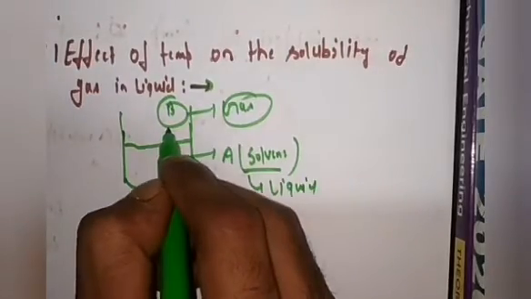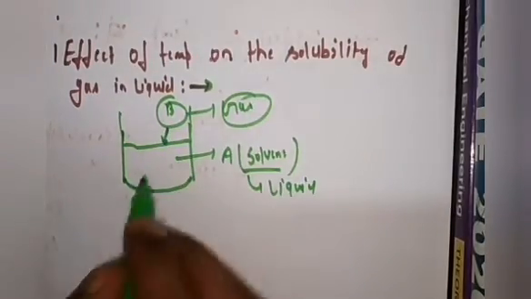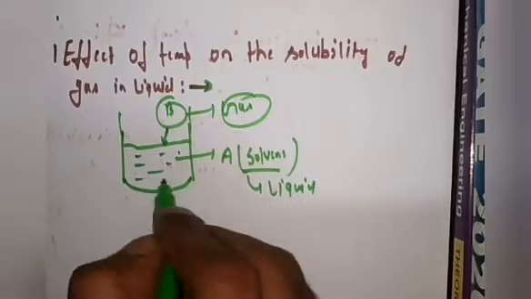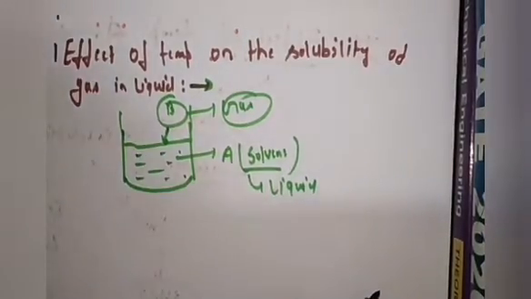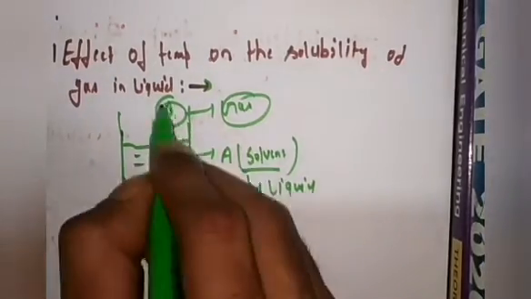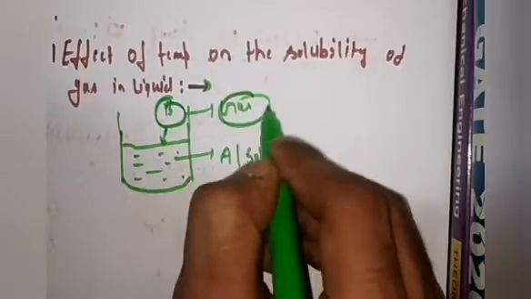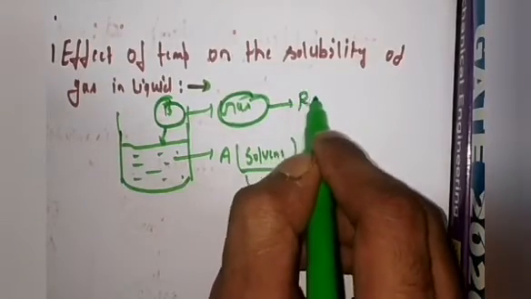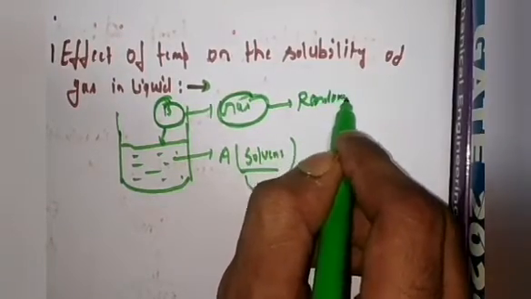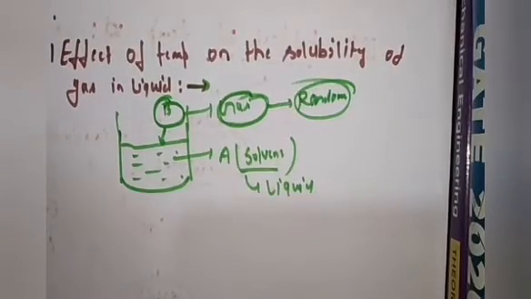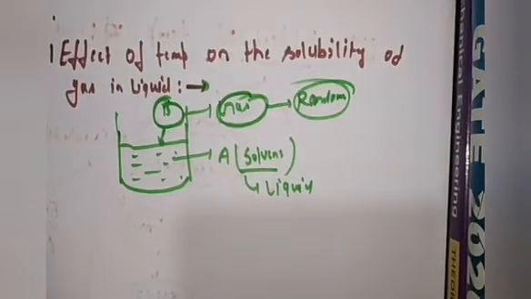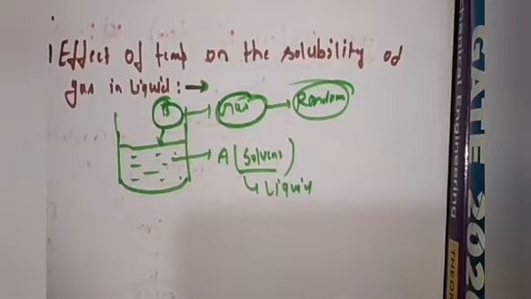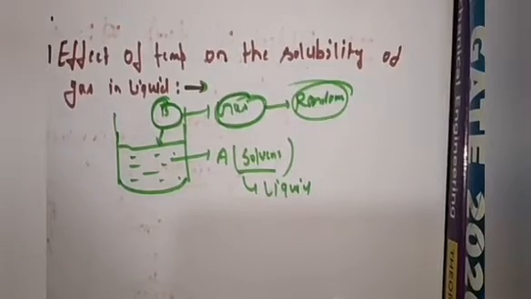Just understand one thing. If B has to dissolve into A, then what will happen over here? Definitely this is B. B is in the gaseous state, and the gaseous state exists in random motion. They have large intermolecular spaces between the molecules, and the intermolecular forces of attraction are very low. Then what will happen if you increase the temperature?